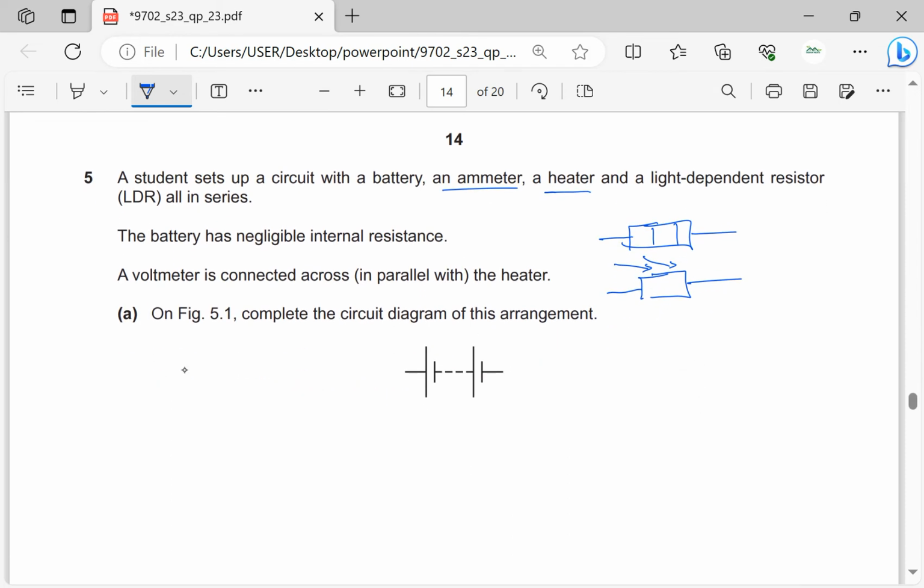The battery has negligible internal resistance. A voltmeter is connected across the heater. On the circuit, on the figure, complete the circuit. So I think this is easy.